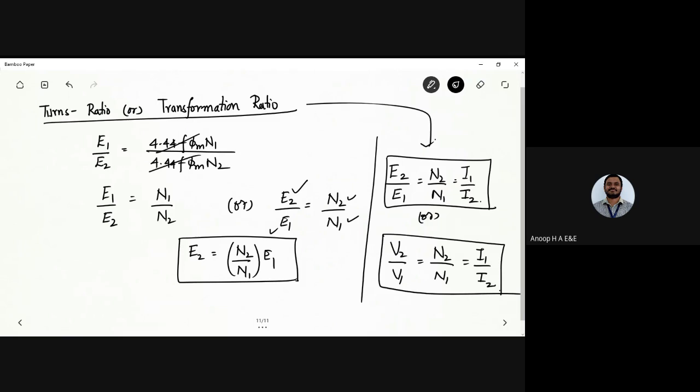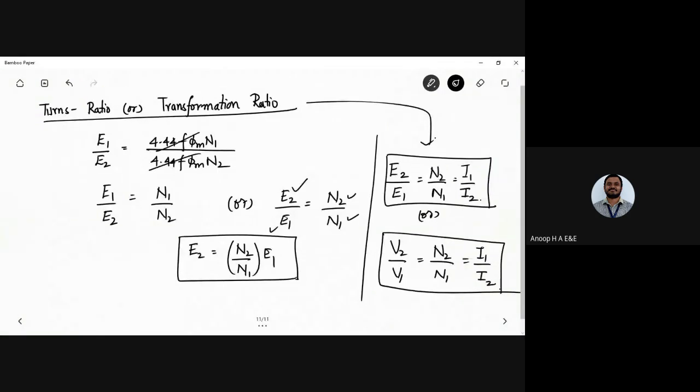Got it? This carries some 5 or 6 marks, so it would be better to have a good understanding of it and go through the concepts. Any doubts, let me know right now. We have discussed the EMF equation and the transformation ratio. Any doubts, let me know, or else we can move on to the next topic, losses and efficiency in the transformer. After that, we'll discuss some numerical problems.